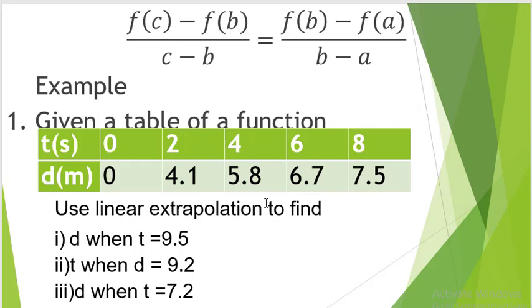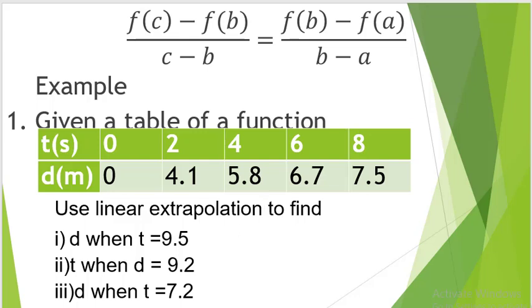That is f of c minus f of b over c minus b is equal to f of b minus f of a over b minus a. That is also gradient. Example 1. Given a table of a function t and d, we have 0, 0; 2, 4.1; 4, 5.8; 6, 6.7; 8, 7.5. Use linear extrapolation to find d when t is 9.5, t when d is 9.2, d when t is 7.2.